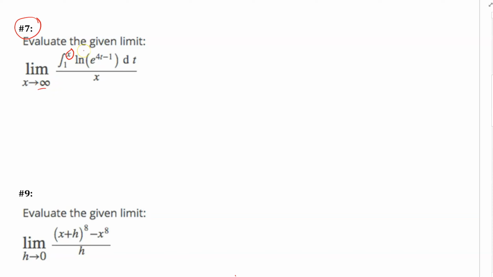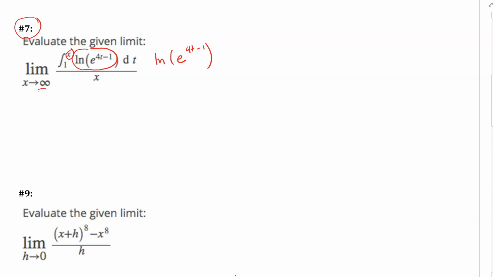Our x is approaching infinity. But I encourage you that even when things look different or confusing, you should still try to reason through what might be happening to the value of this integral as the upper limit goes to infinity. But first, let's take a look inside at this function, natural log of e to the power of 4t minus 1.